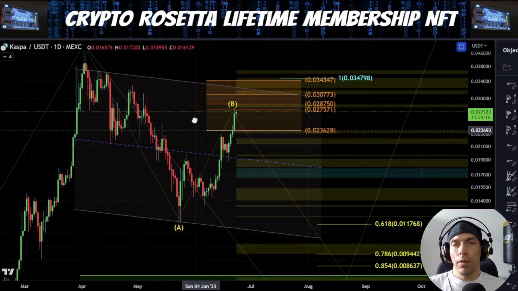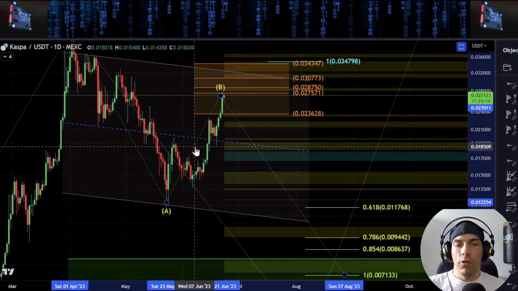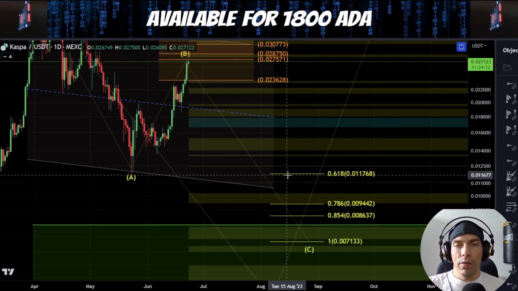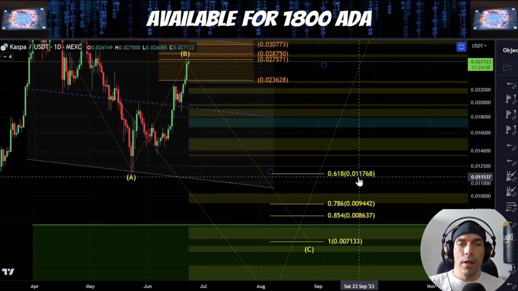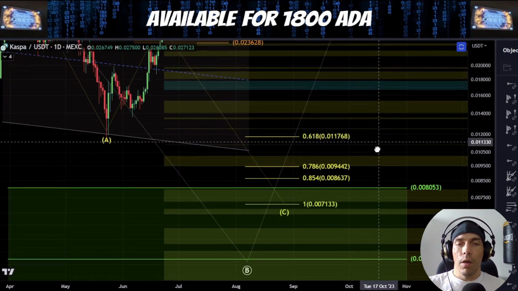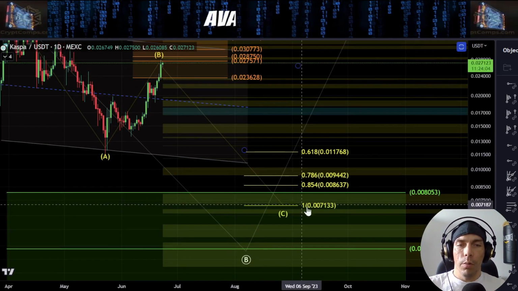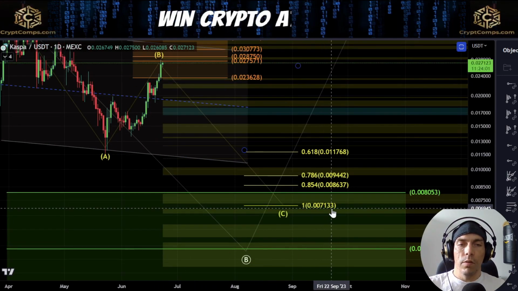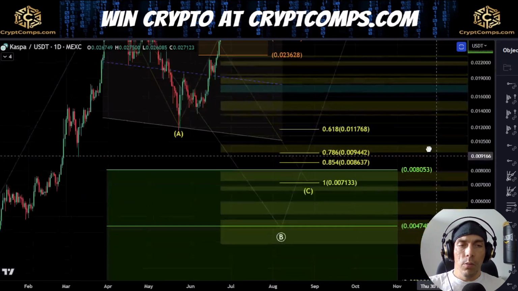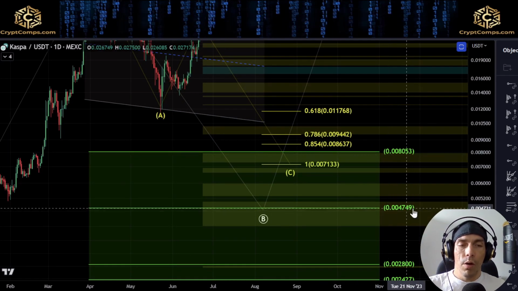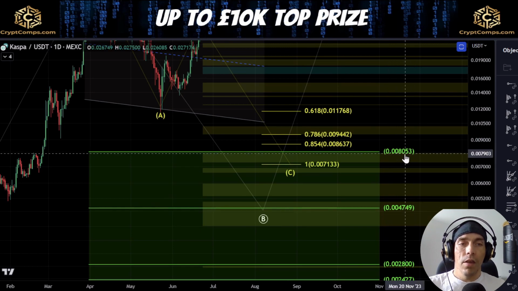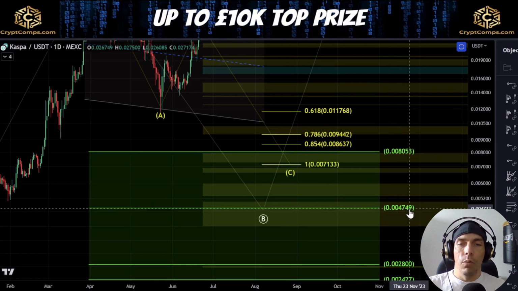Now, if we are looking at this as a B wave rejection, and we did have to reject from where we are, what we could potentially see is a move back down to this 0.618, which would be a minimum of the C wave at 11,768. Now, if we are looking to push down lower, however, we do have this 1-to-1 sitting here towards the 71.33. Now, if we do move down into that zone, that would bring us into this area of our 382 to our 50%, which would be this 80.53 to this 47.49 region.